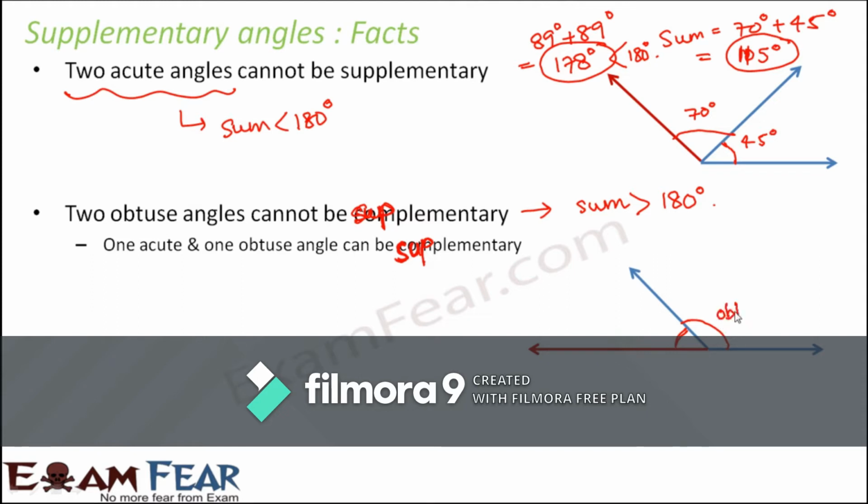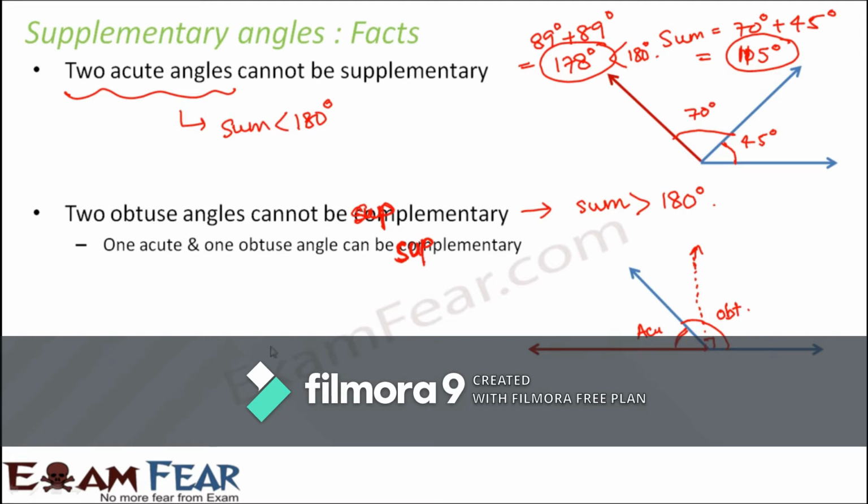So here when you look at this angle, this is obtuse, it is greater than 90 degrees, right? 90 degrees would have been something like this. This would have been 90 degrees. So it is greater than 90, so this is obtuse, and this one is acute because it is less than 90. So one obtuse and one acute make a perfect supplementary pair.